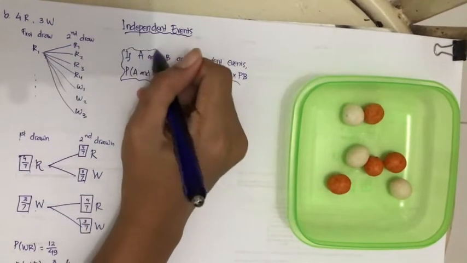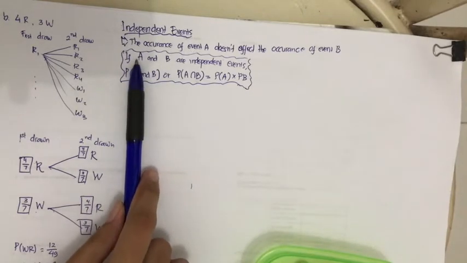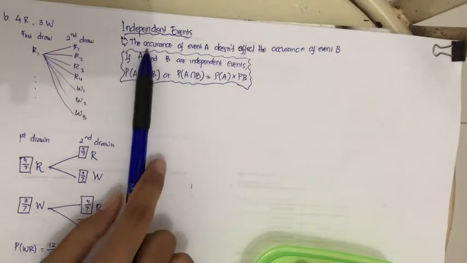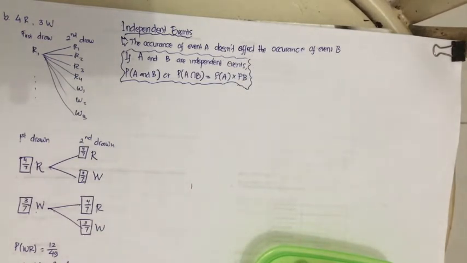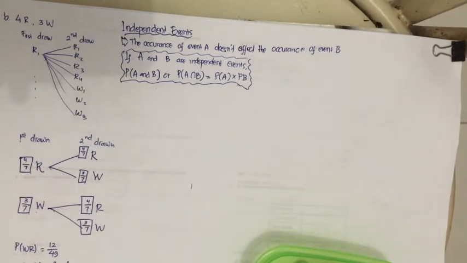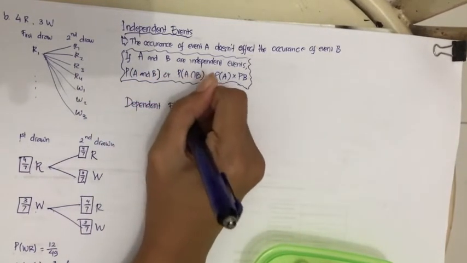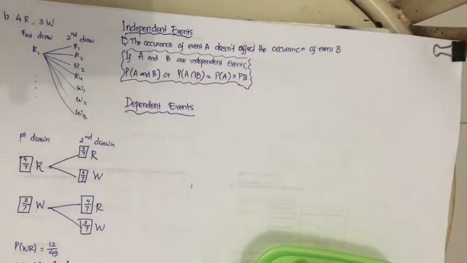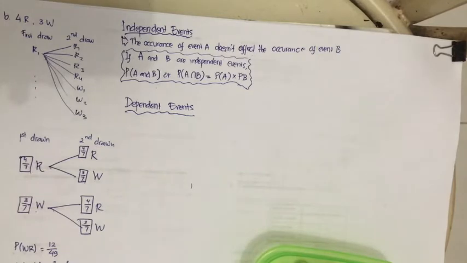So remember, before you use this formula, you need to check whether A and B are independent events or not. To check, you can just see if the occurrence of event A doesn't affect the occurrence of event B. It means they are independent events, and you can use the multiplication law of probability here. Now, what if the events are not independent, or dependent events? We can just remember that we will have independent events if the experiment is with replacement, and dependent events if the experiment is without replacement.